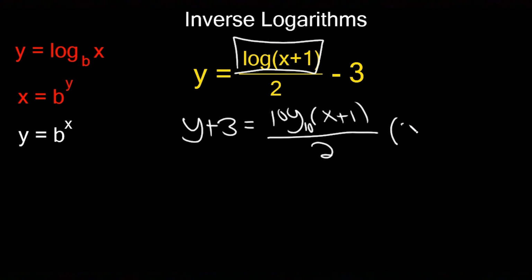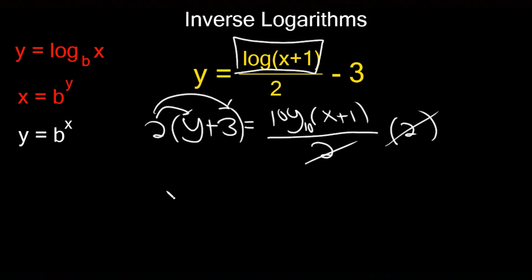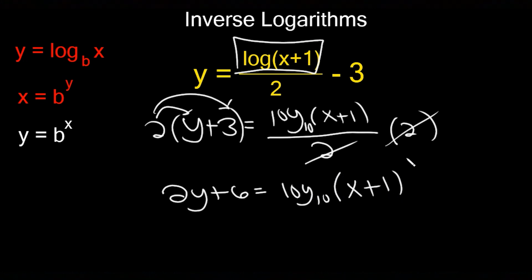So I'm going to multiply both sides by 2. That will cancel here. But I also have to do it to this side here. Okay. So remember, this 2 has to go to both of your terms, so you have to distribute. Now, I'm going to go ahead and rewrite it as 2y plus 6 equal to log base 10 of x plus 1. Okay. So now your logarithm is finally isolated.